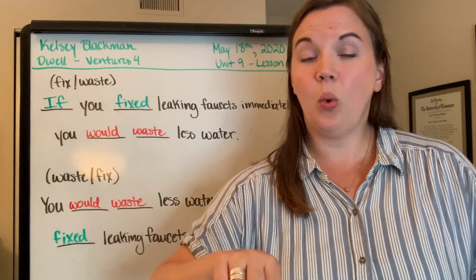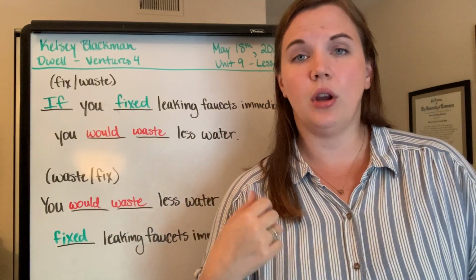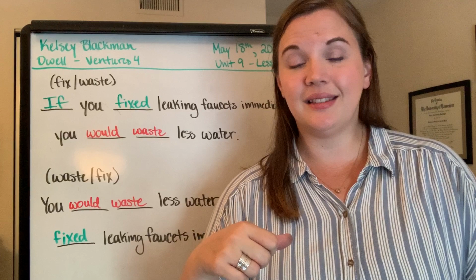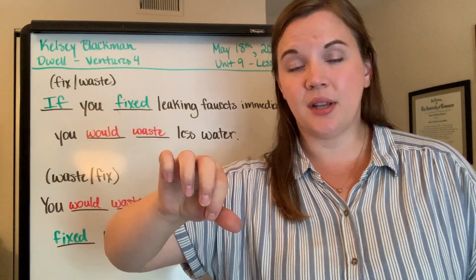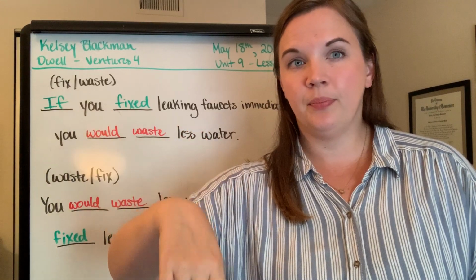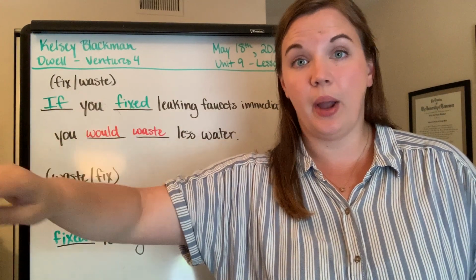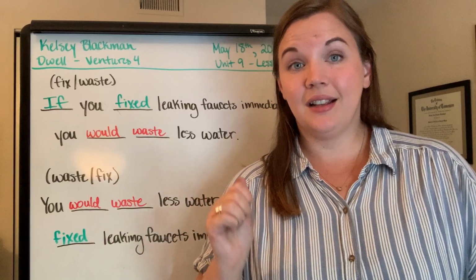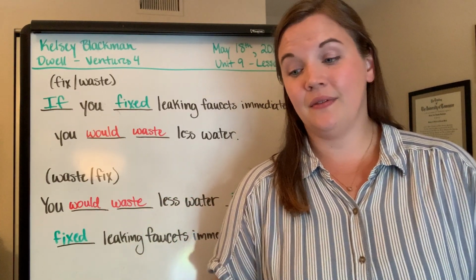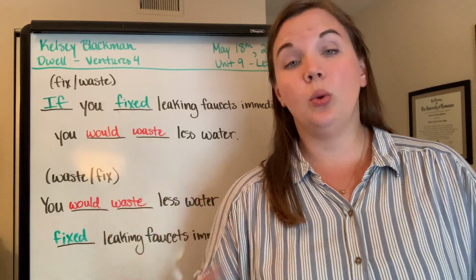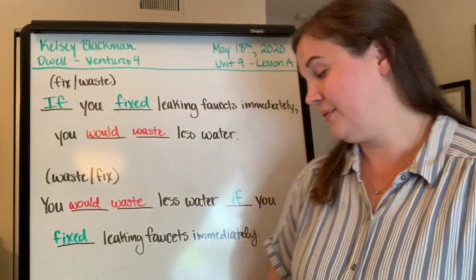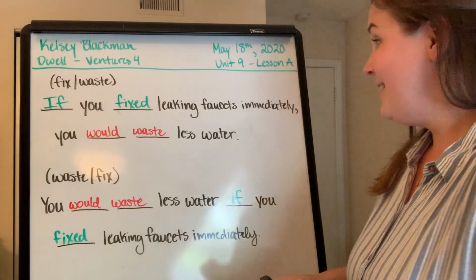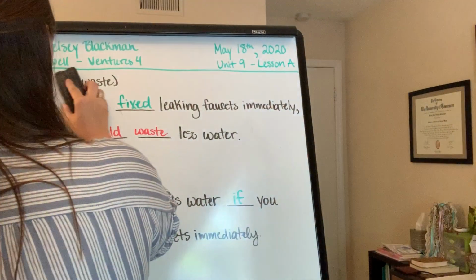A faucet is where the water comes out of your sink or your bathtub, or something like that. So if you have a sink, the faucet is the part where the water comes out, and sometimes the water will just drip. Even if you have turned the handle all the way, the water might just drip out. So if you fixed leaking faucets immediately, as soon as you notice it dripping, you would waste less water. Okay? Does that make sense? I hope so, because we're about to move on and check our homework.